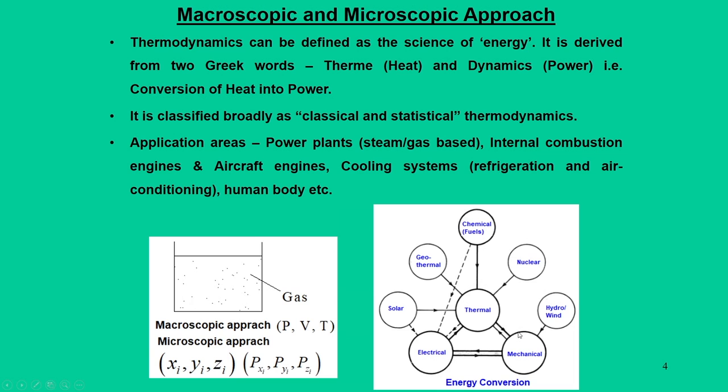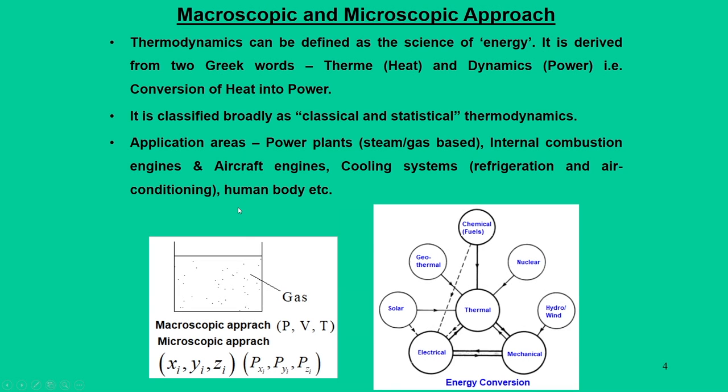So, there are multiple sources of energy and they can be linked together. When energy transfers, it transfers either in the form of work or heat, which is the essence of this course, and these work or heat interactions can be linked together, and that is nothing but the science of energy. How we are going to link them is the theme of this particular topic. Energy conversion can be applied to many applications like power plants, where we have steam or gas based power plants, IC engines, internal combustion engines, and aircraft engines. We also have many cooling systems such as refrigeration and air conditioning, and the human body itself is also a kind of source of energy.